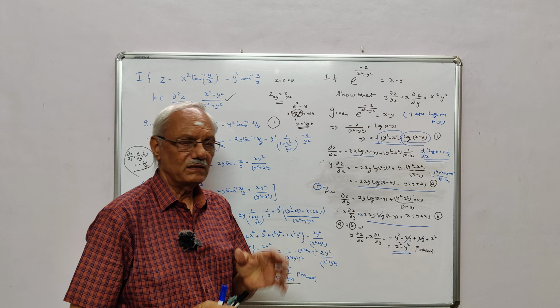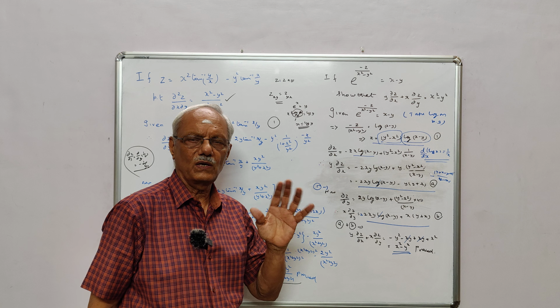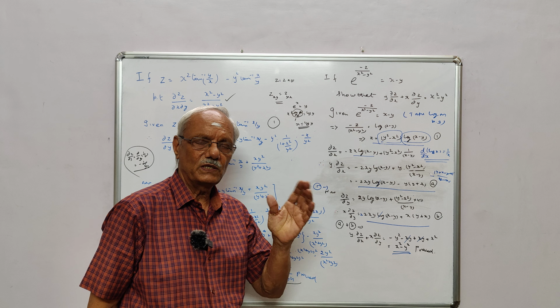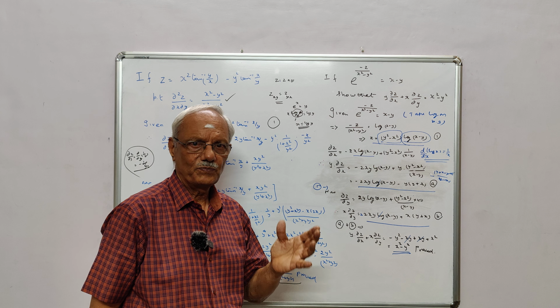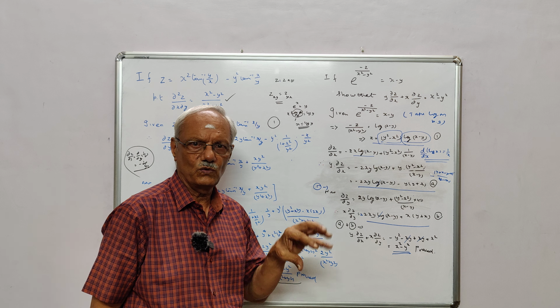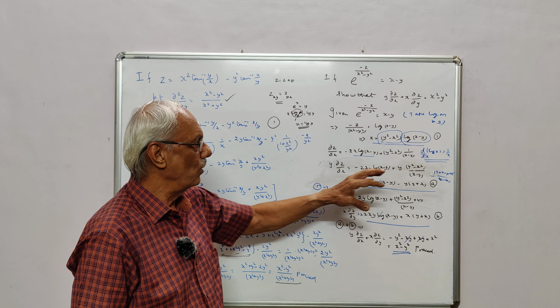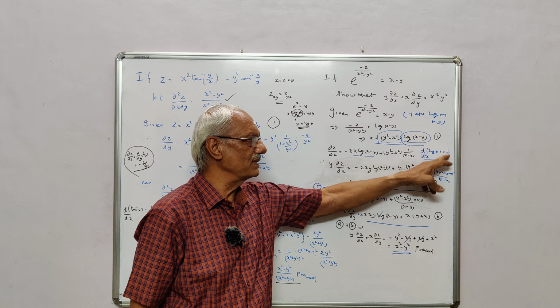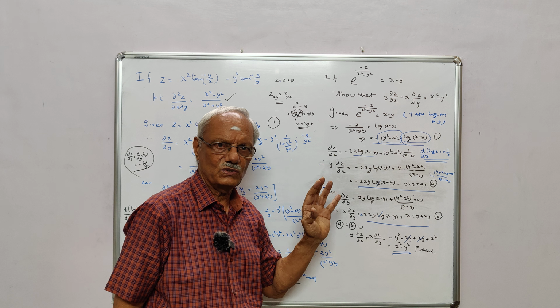So understand these concepts: when you are partially differentiating with respect to y, treat x as a constant, and vice versa. And the derivative of tan minus 1 of x is 1 by 1 plus x squared. I have taught you how to prove that, and I will teach you afterwards. And then the differentiation of log of x is 1 by x. These are the important things that you must know.